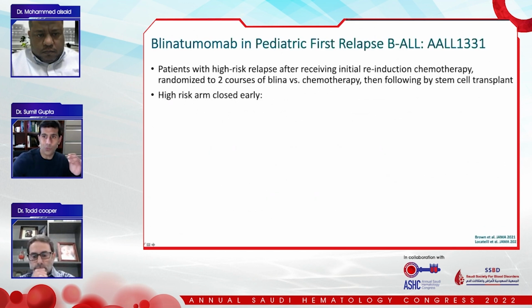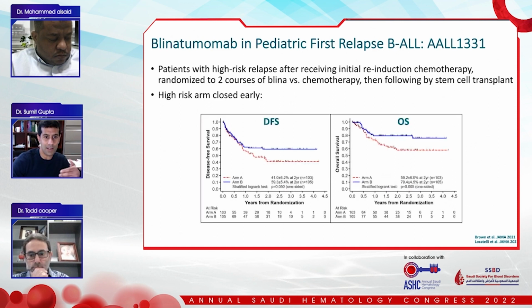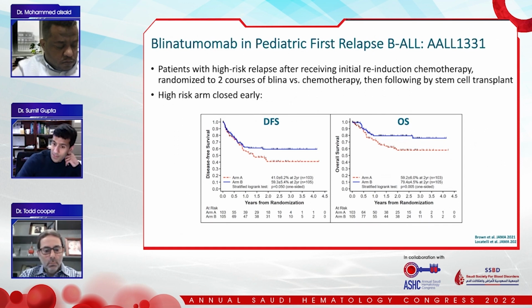These are really important results that I think we're all familiar with because they're a couple of years old now. But we did find in COG that in pediatric first relapse B-ALL, patients with high risk relapse after receiving their initial reinduction chemotherapy, who were randomized to either receive 2 further courses of intensive chemo versus 2 courses of blina, did have superior overall survival, and on a one-sided test, disease-free survival as well. And our European colleagues showed the same thing, and these are 2 beautiful papers published side by side in JAMA, as you can see there. So this made us excited for blinatumomab in this context.